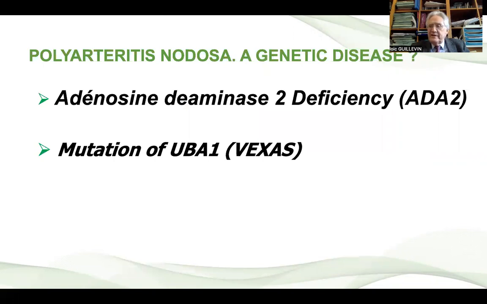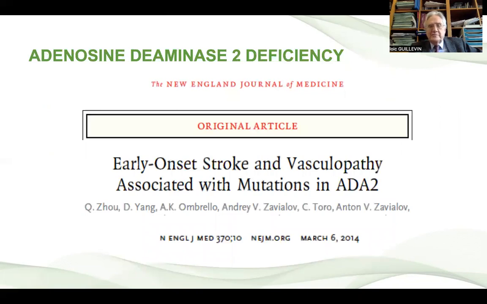I would like to focus now, close to the conclusion, on 2 new diseases. Now, polyarteritis nodosa is not only an infectious disease, it can also be a genetic disease. And recently, one disease has been described, which is the deficiency in adenosine deaminase 2, and the second one, more recently described, called VEXAS. But we'll focus on the first one.